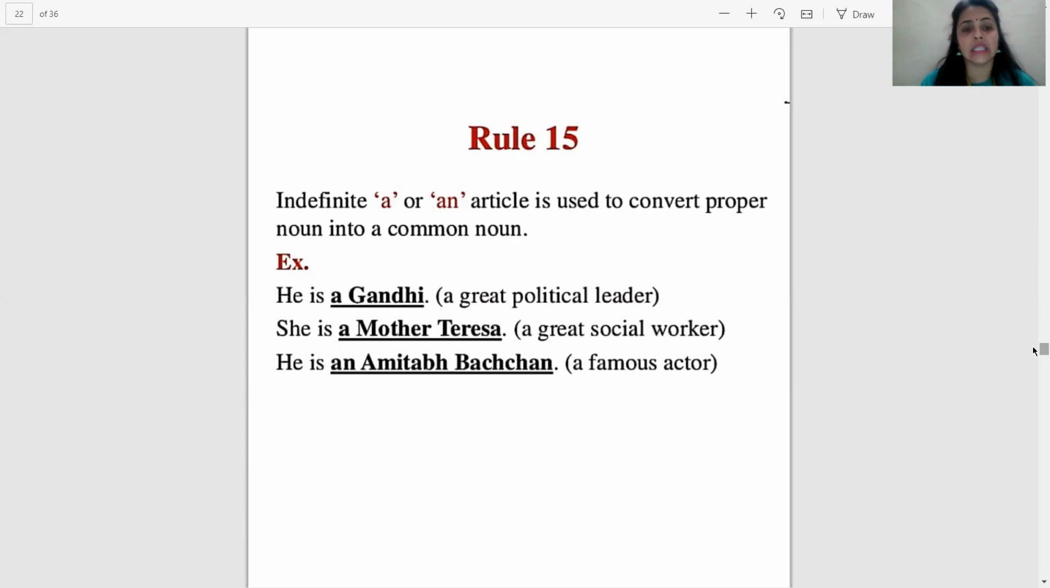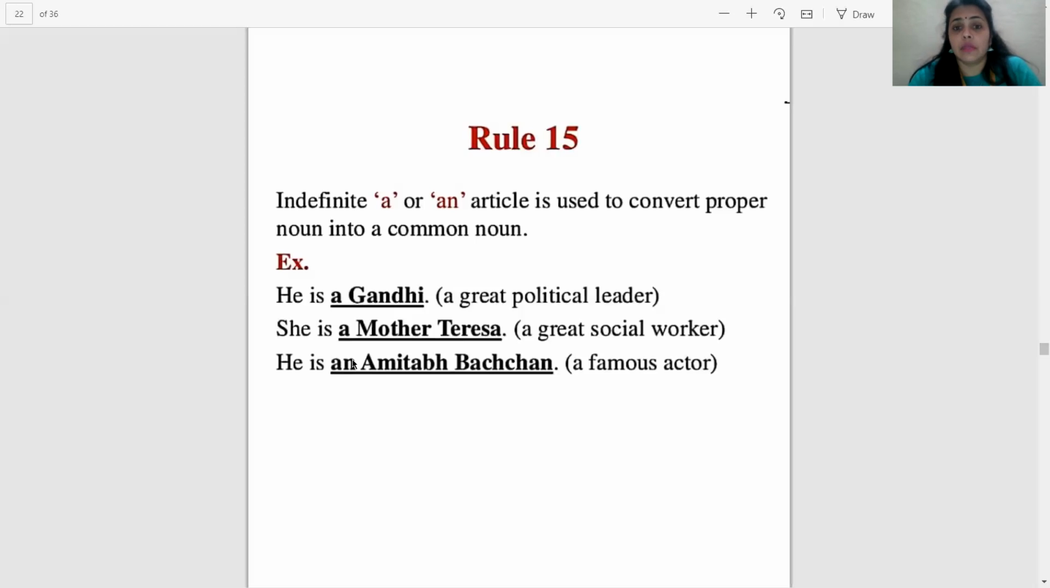For example, he is a Gandhi. Now here, how to identify whether the proper noun used here is commonly used or it is a real proper noun? How to identify? When we add these articles, a or an, if you see any article added before a proper noun, which means that proper noun has been converted to a common noun for comparison. If I say he is a Gandhi, that means I may be thinking in terms of the qualities which Gandhiji possessed.